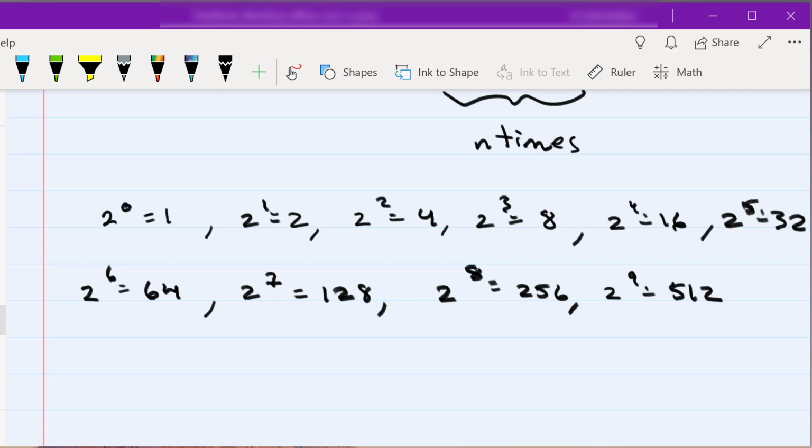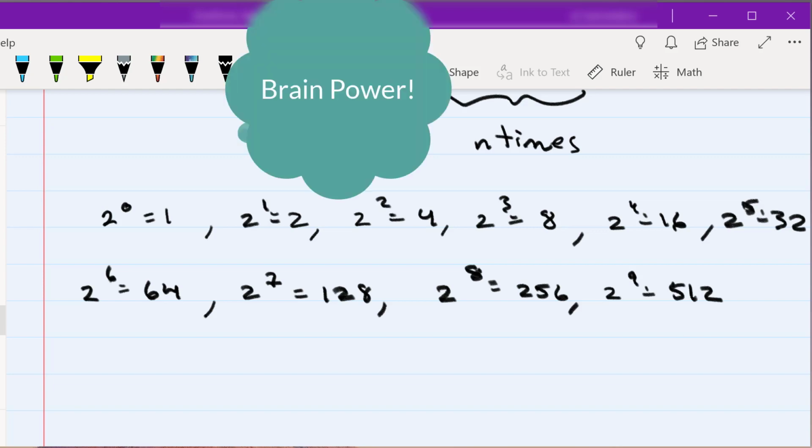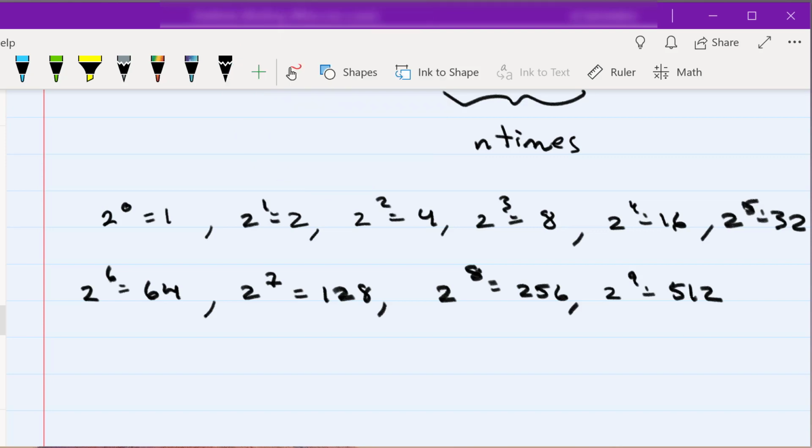We can keep going, but if you notice that in order to get the next one over, we simply multiply by 2. So for example, to go from 2 to the power of 1 to 2 squared, we simply multiply 2 by 2, which is 4. To go from 2 squared to 2 cubed, we simply multiply 4 times 2, which is 8, and so on. So to get from 2 to the power of 7 to 2 to the power of 8, we multiply 128 by 2, which is 256.